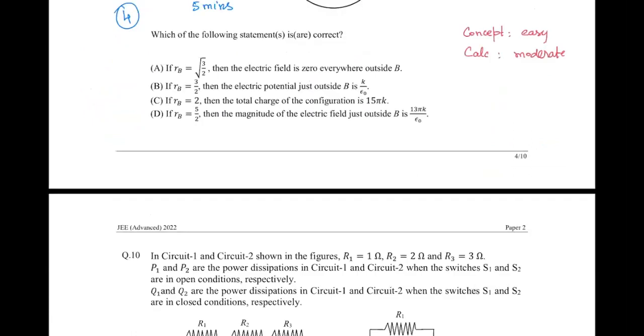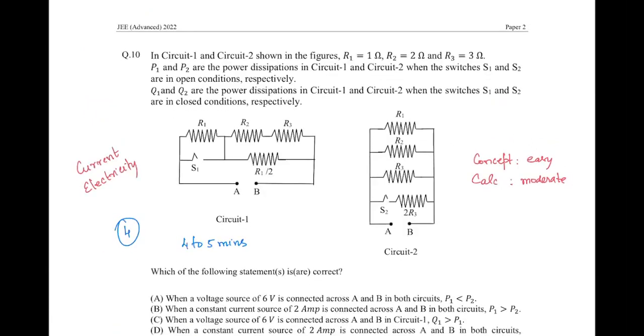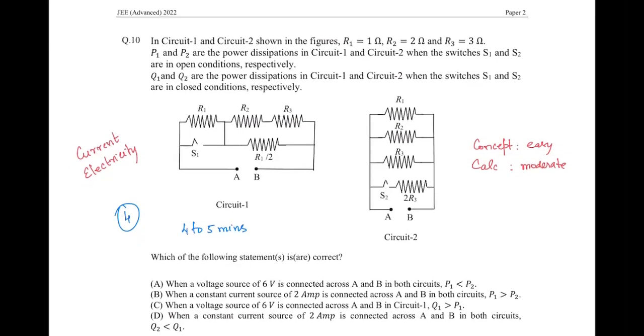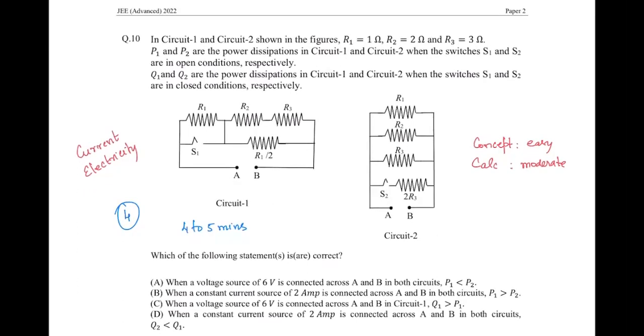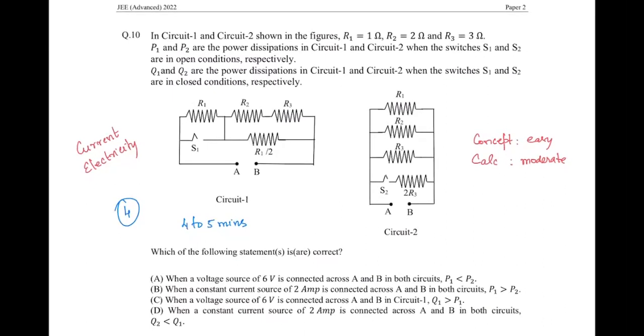So let's move on to the next one, the 10th one. Again, concept wise, it's a very, very easy question, a current electricity based one where series parallel combinations of resistors are involved. But you need to read the question. Situation wise, you need to understand what they are saying, and then you have to work with it. Sometimes your brain can go into a kind of hangover state where you are trying to read, infer, and interpret what they are trying to tell.